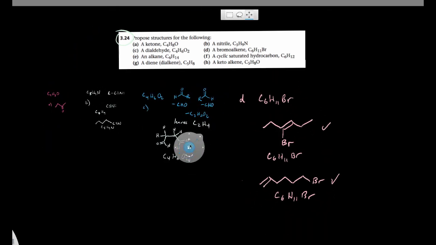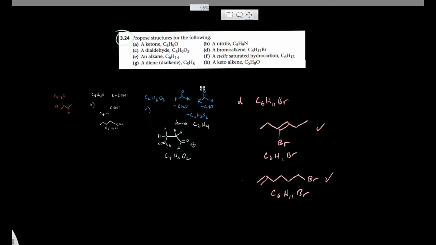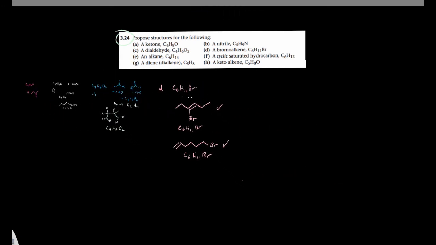Having a little trouble here. So let's go to E. E, an alkane, C6H14. All right, well, if we just try to draw 6 carbons and then count the hydrogens, let's see what we get. 1, 2, 3, 4, 5, 6, 7, 8, 9, 10, 11, 12, 13, 14. So C6H14. That was easy.